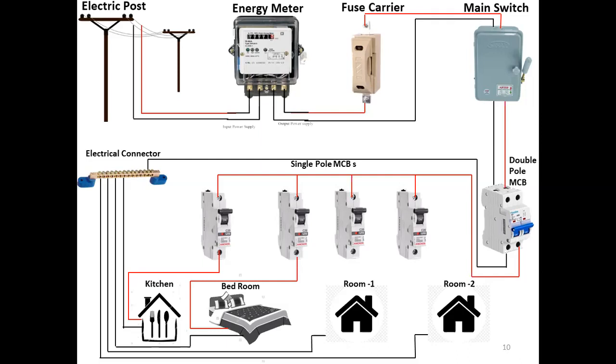Now the second room, third room, it may be a hall or anything else. Neutral is connected. Then similarly, for each room the phase is connected. Right? So this is your general house wiring connections.